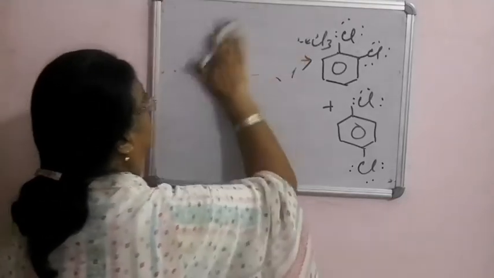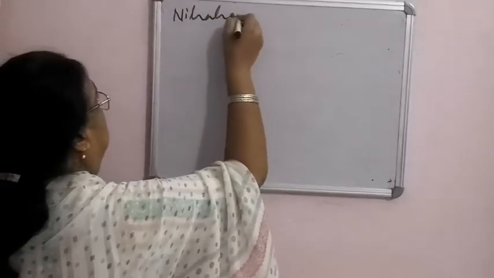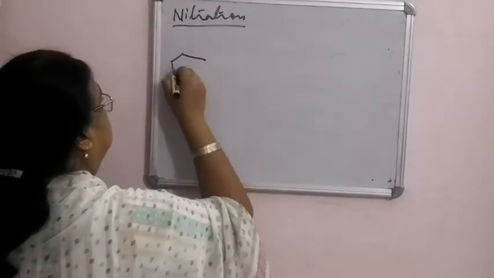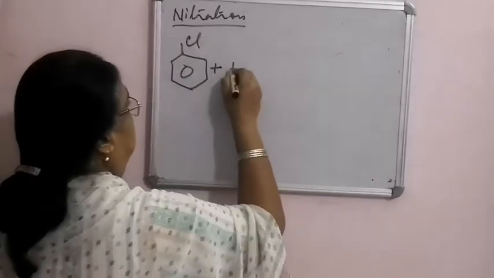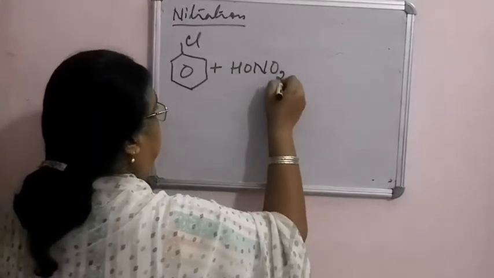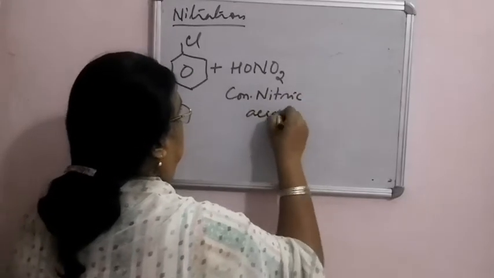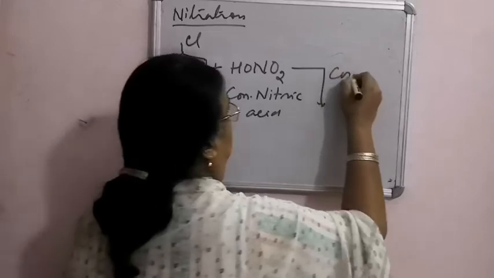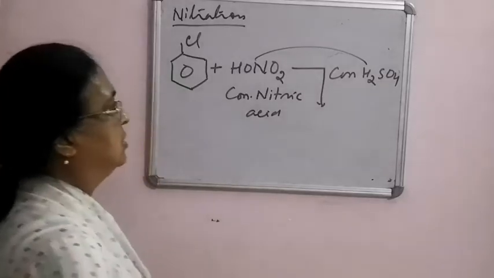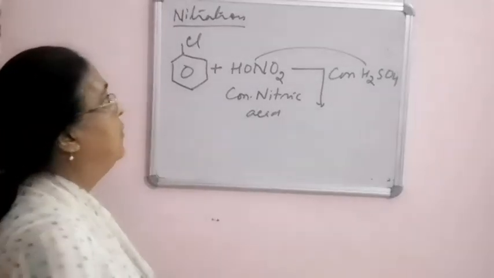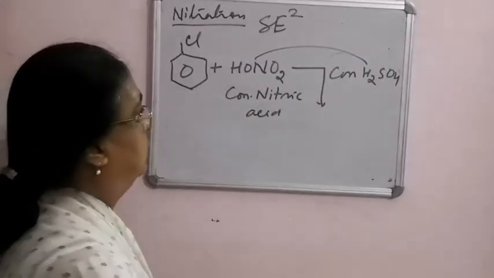So this is chlorination. Now next is nitration. Nitration is done of chlorobenzene with a mixture of conc nitric acid in the presence of conc H2SO4. These two are the nitrating mixture, and conc H2SO4 is playing the role of Lewis acid. This is also an example of electrophilic substitution. So look back at the notes of 11th and you will know this.